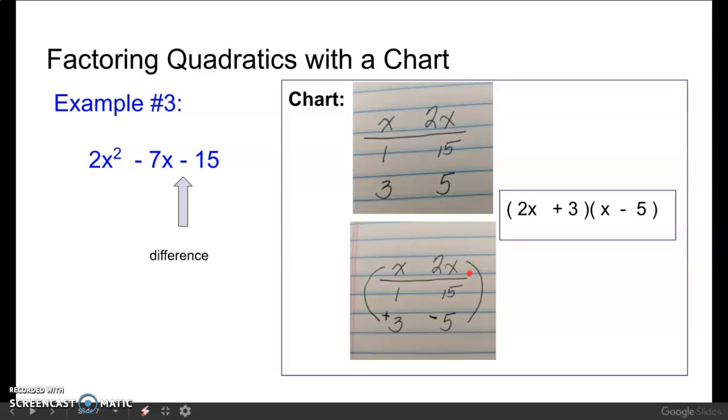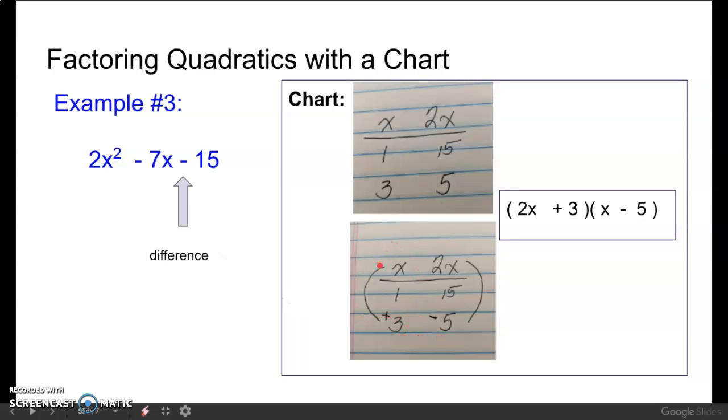Okay, now this time I'm looking for a difference of 7. So I'm like, okay, 10 and 3. 10 minus 3 is 7. Okay, but then since I'm looking for a negative, I always opt to put my signs down here. I want my 10x to be negative, so I want to be doing 2x times negative 5. And then this would be positive. By the way, if you're looking for a difference, one of these will be positive and the other will be negative.